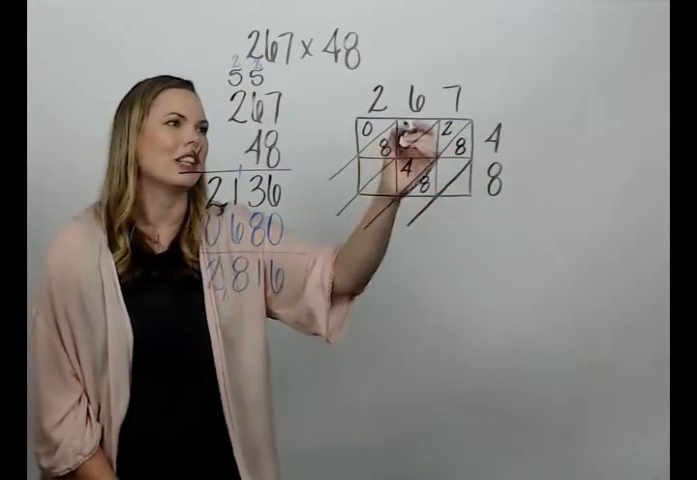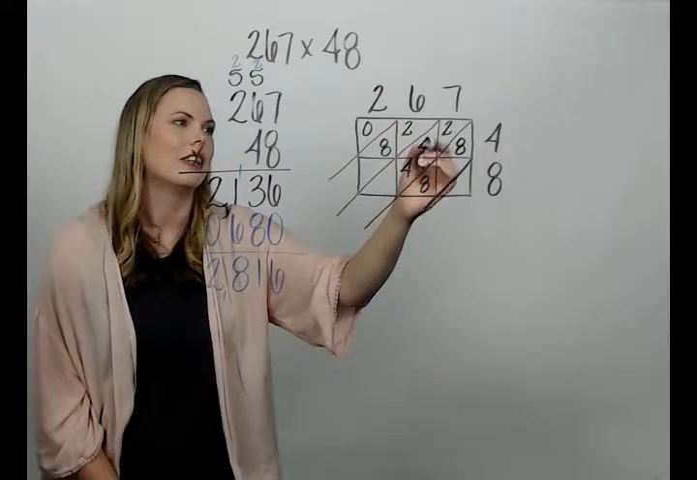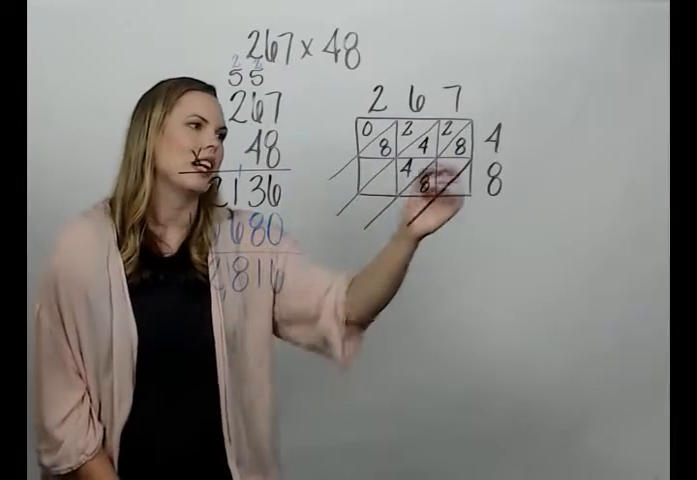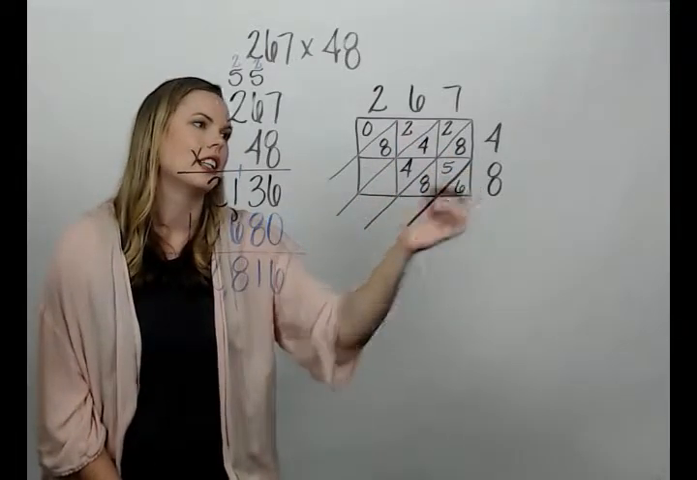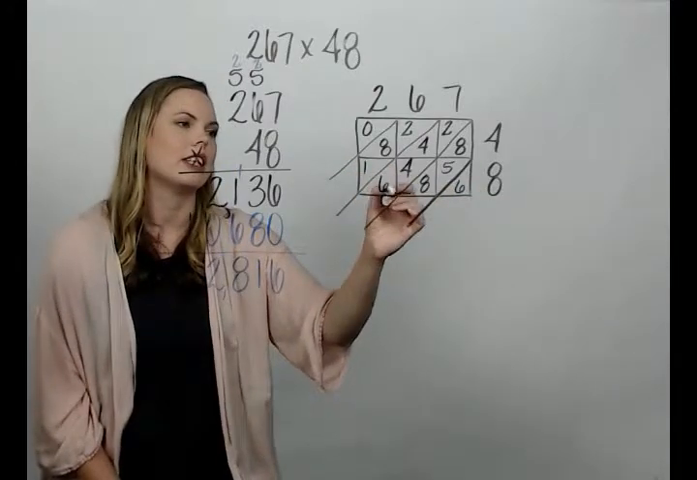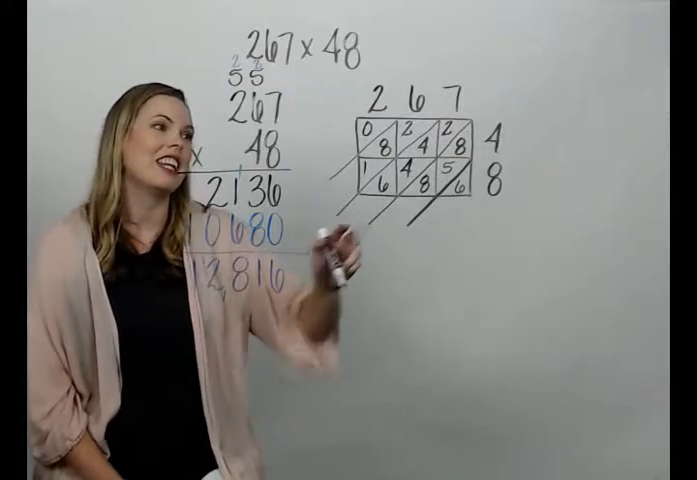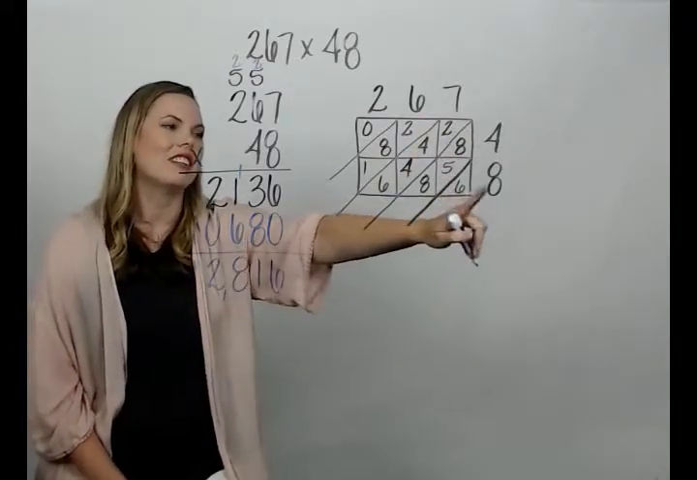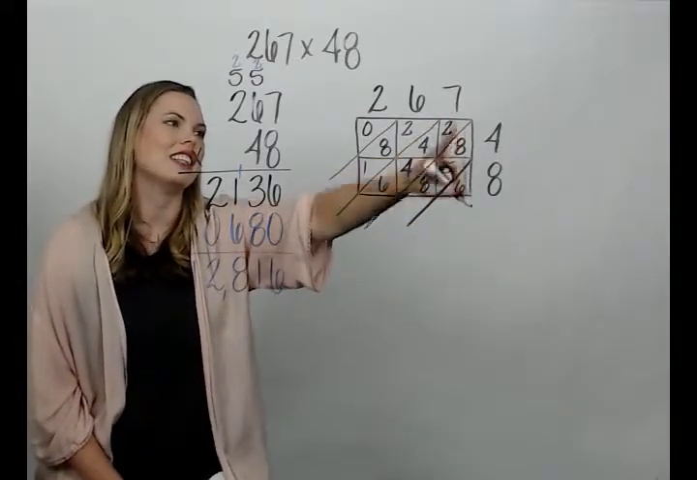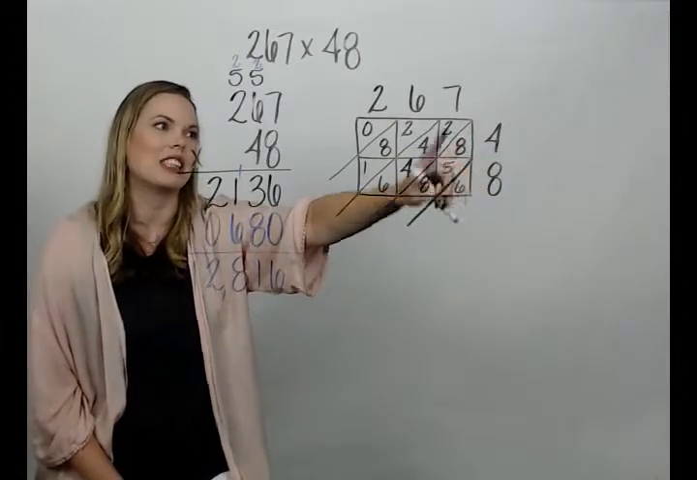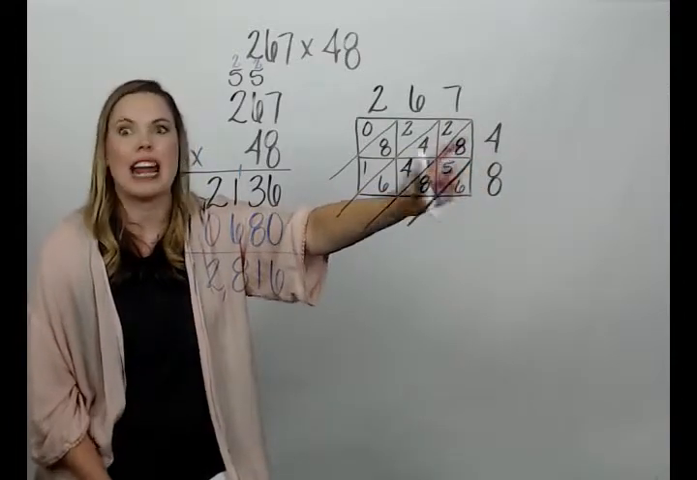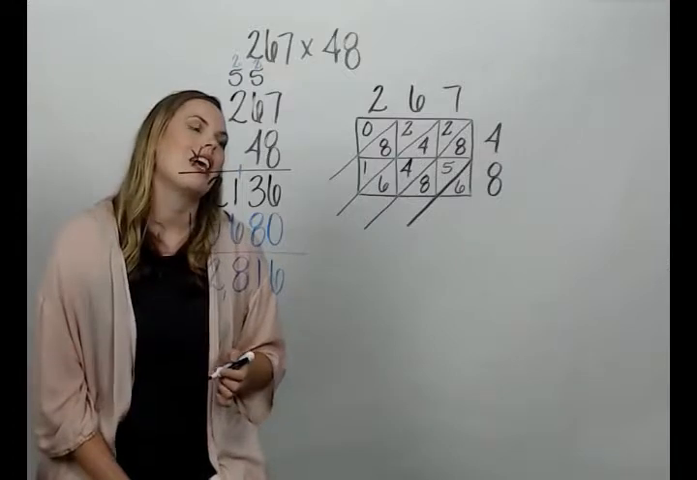6 times 4 is 24. 7 times 8 is 56. And 8 times 2 is 16. So these are partial products. This is the 7 times the 8. This is the 7 times the 40. So I should be putting 280 if I was doing true partial products.